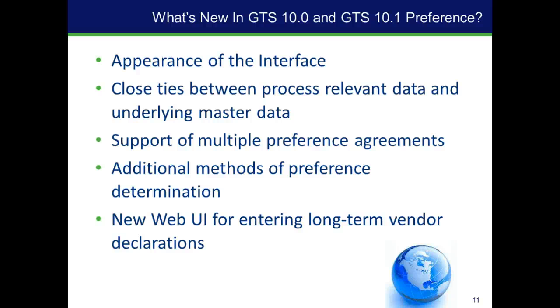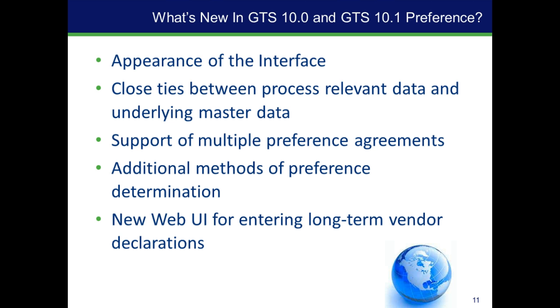You'll also see within those areas that the layout's changed. We'll get to that further in the presentation. We also have closer ties between the process relevant data and the underlying master data. So as we see that separation now, the process relevant data in terms of the vendor declarations is specifically called out in particular areas, as well as the underlying master data to support that qualification, such as procurement indicators or other factors, which are separated out and called out in the preference menu area.